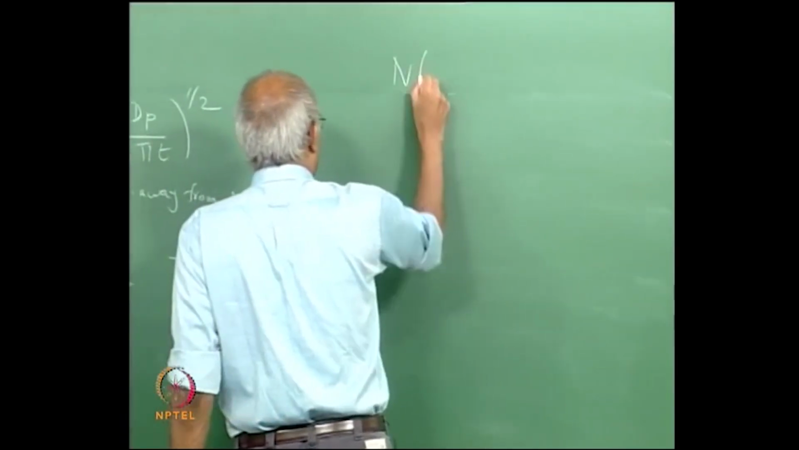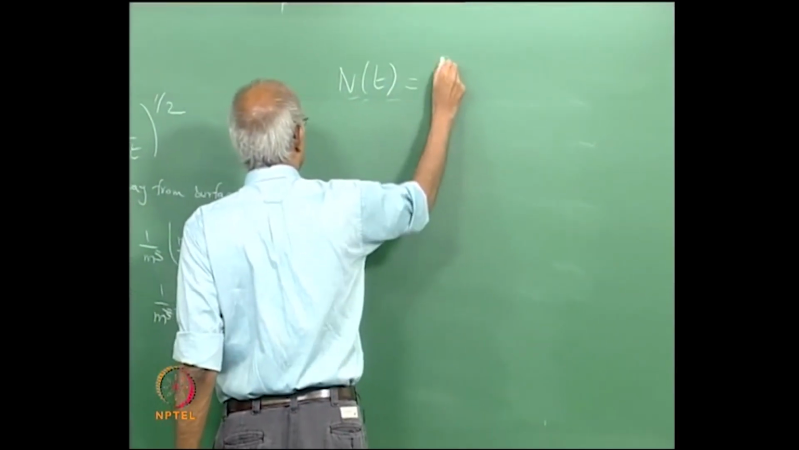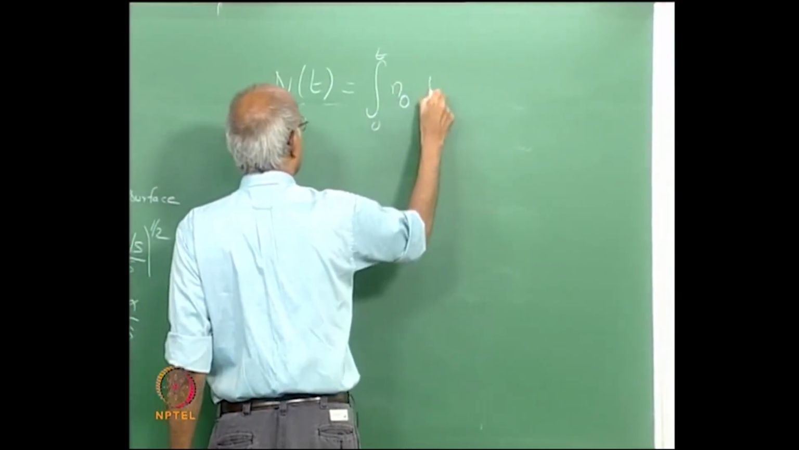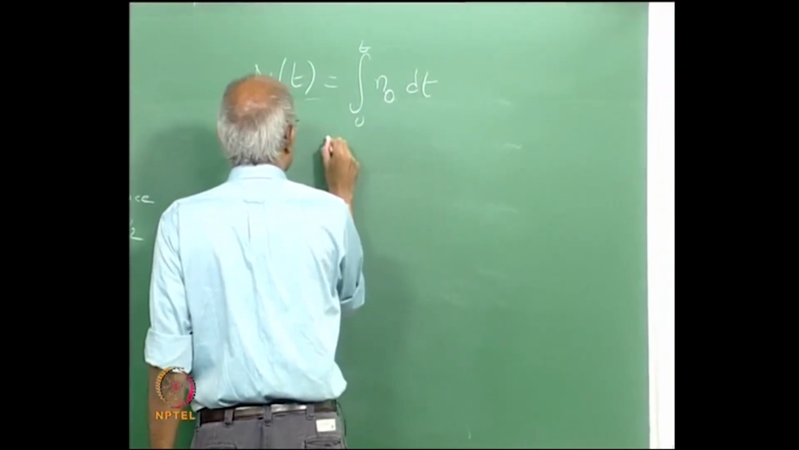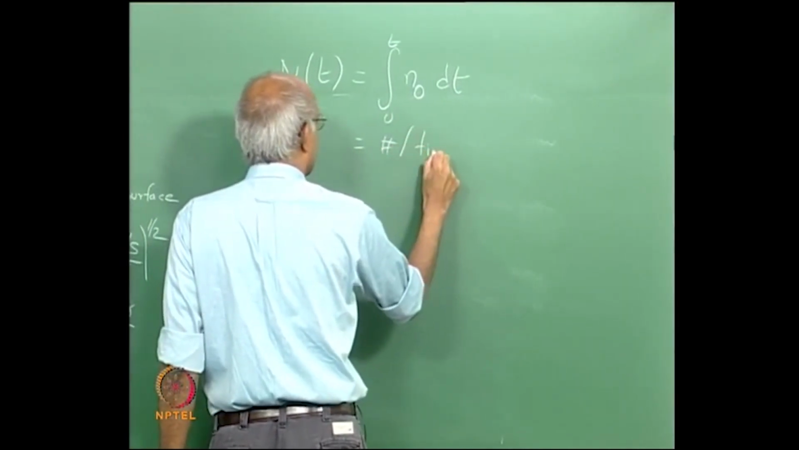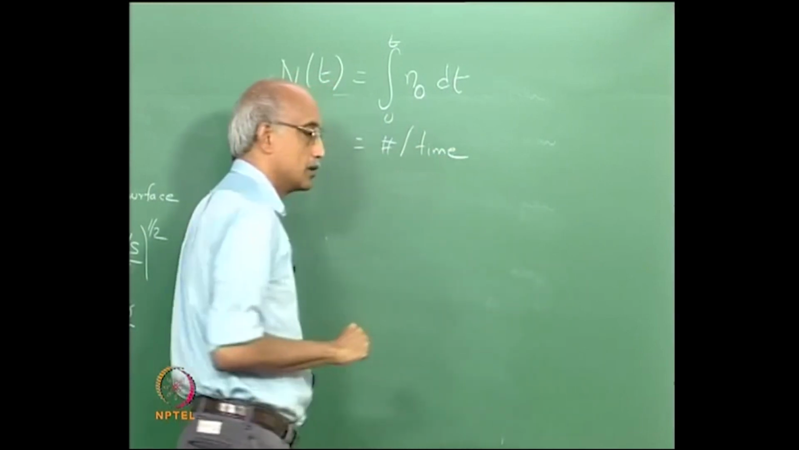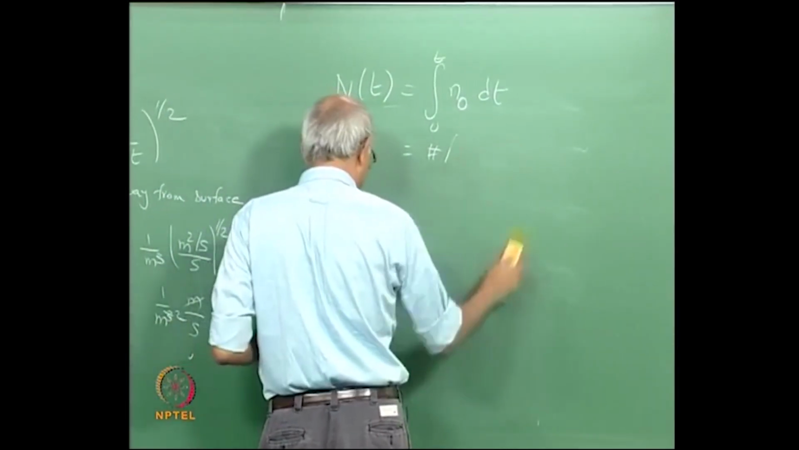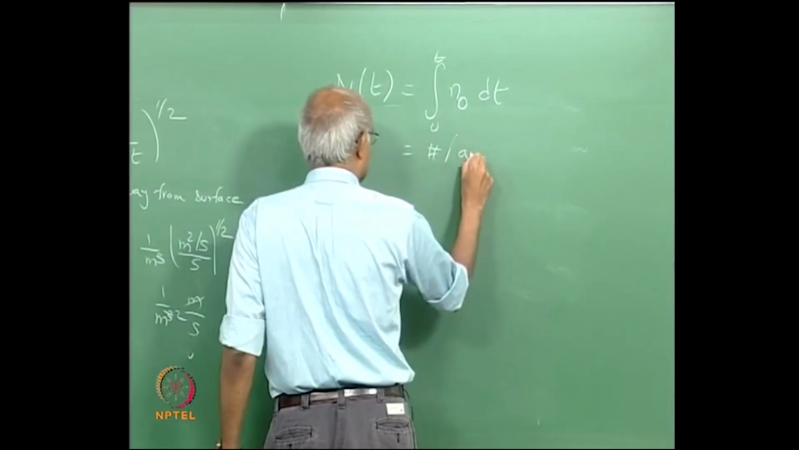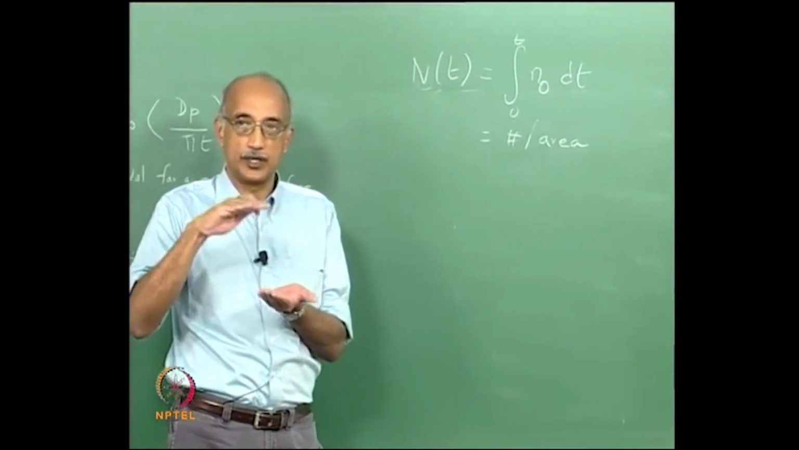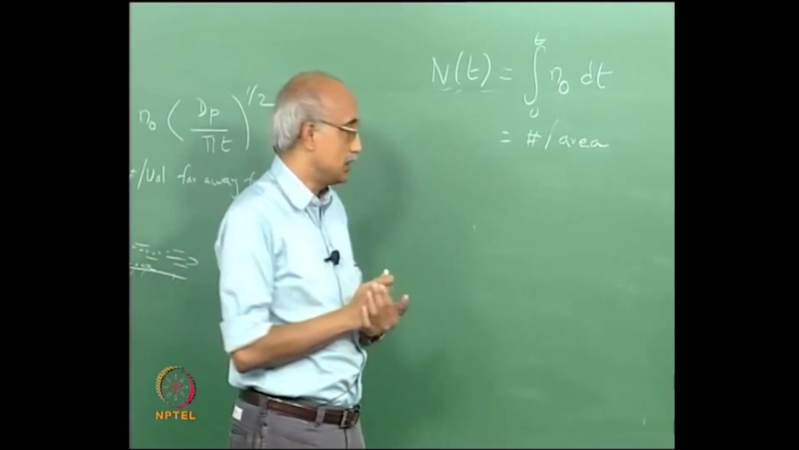So let's take N of T as being equal to the integral from 0 to T of N0 dt. So this is the number per time, sorry, number per area that has accumulated over a certain period of time from 0 to T.